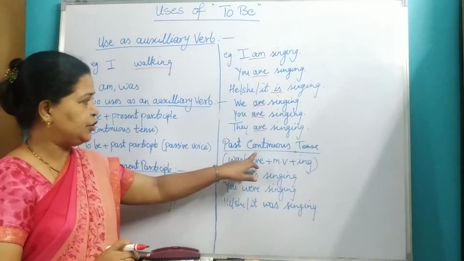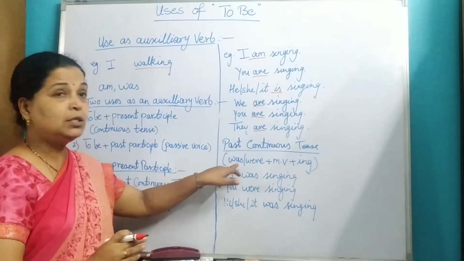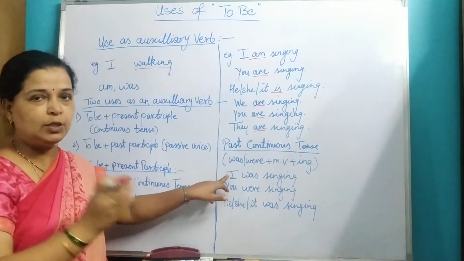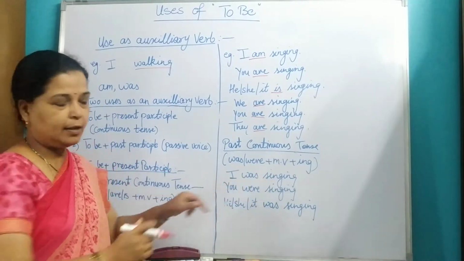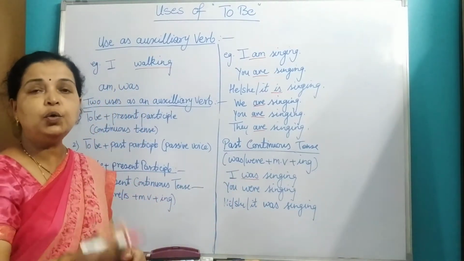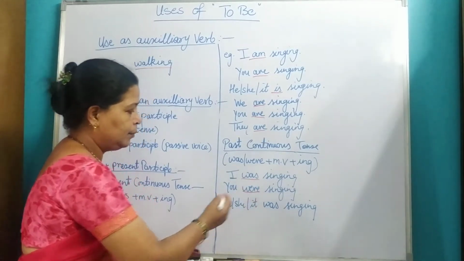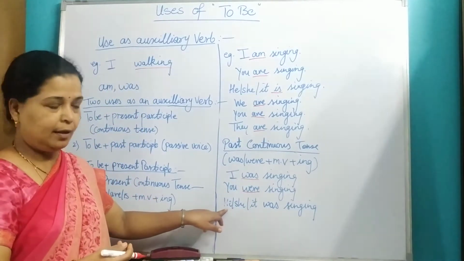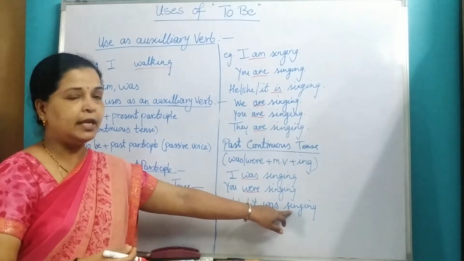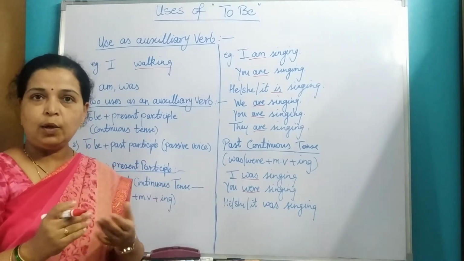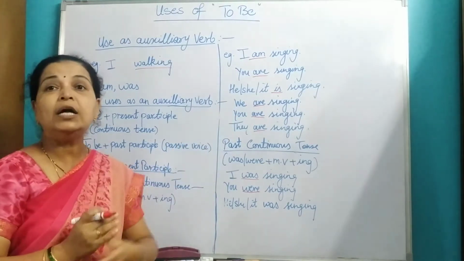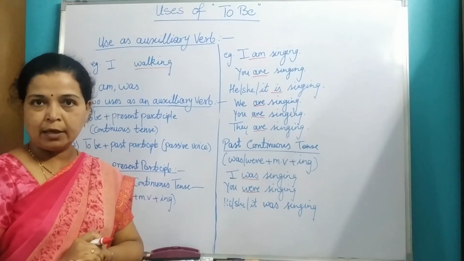Now let's see the past continuous tense, where we have was or were plus main verb plus ing. So in this way we write I was singing, where was is your helping verb. Then second person, you were singing, were. Then third person, he was singing, she was singing, it was singing. Then the plural, we were singing, where were is the helping verb. You were singing, they were singing. Got it?